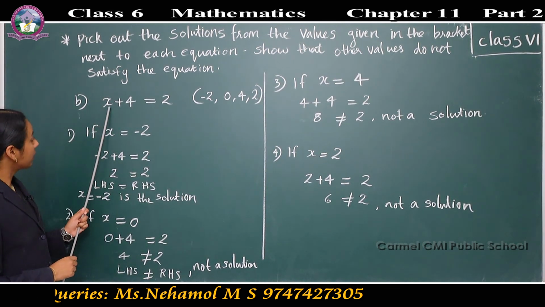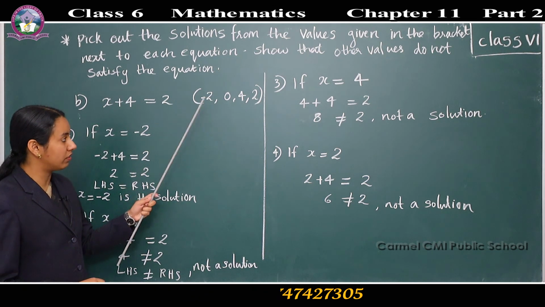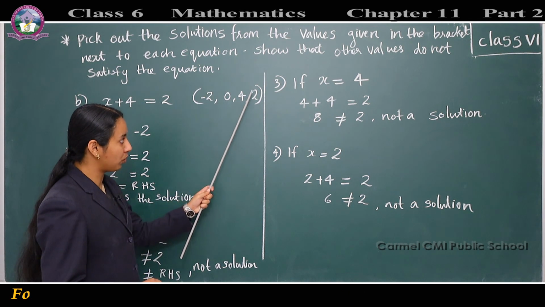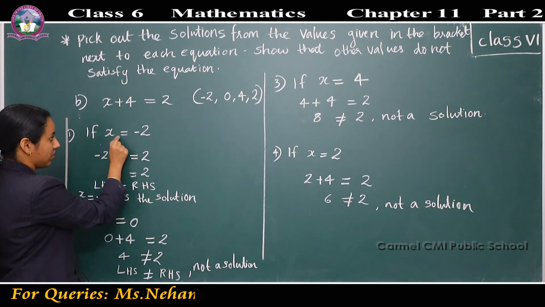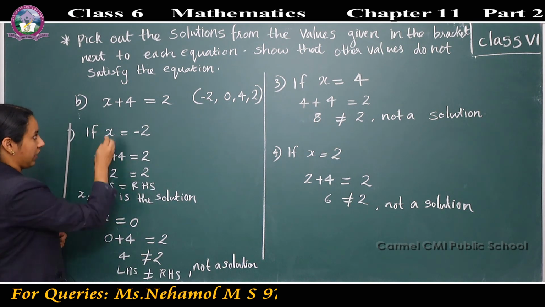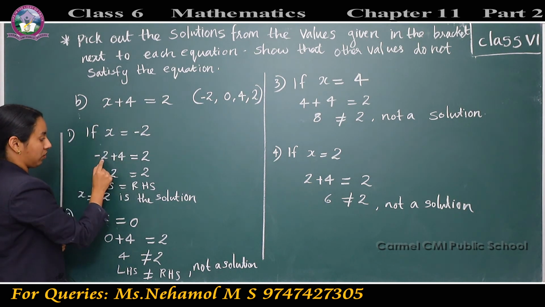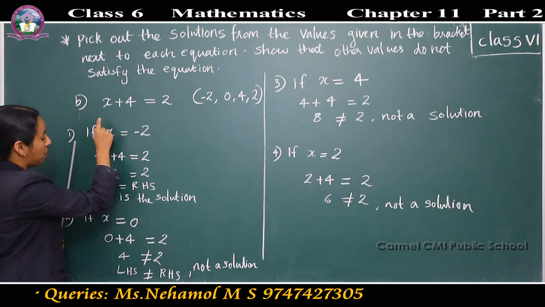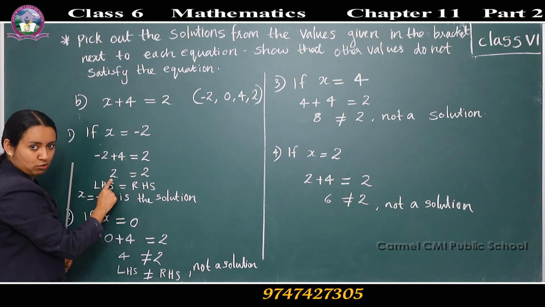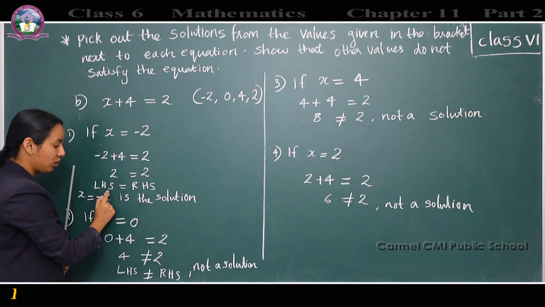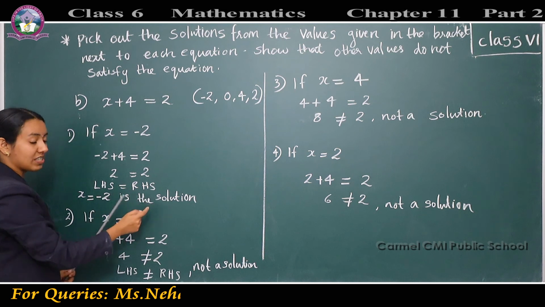Next one, x plus 4 is equal to 2. That is the equation. Then some values are given: -2, 0, 4, 2. We have to check for each value. First one, if x is equal to -2, the equation will become -2 plus 4. Instead of x, we have to write -2. -2 plus 4 is 2, and here is also 2. So LHS is equal to RHS. So x is equal to -2 is the solution.